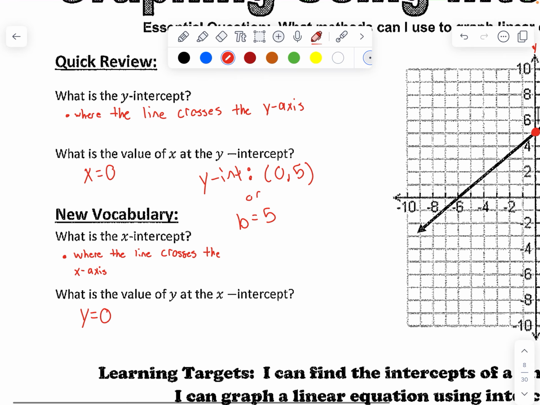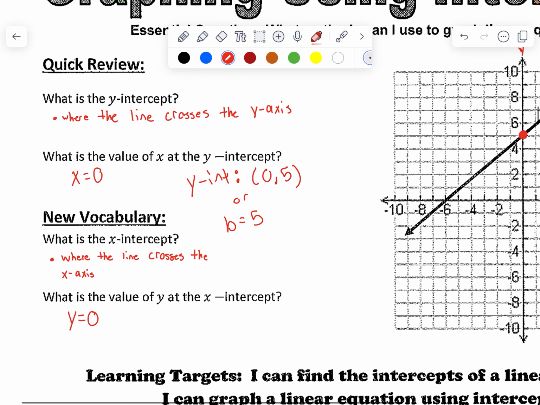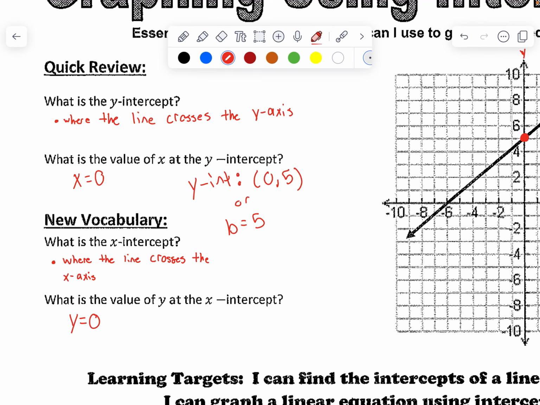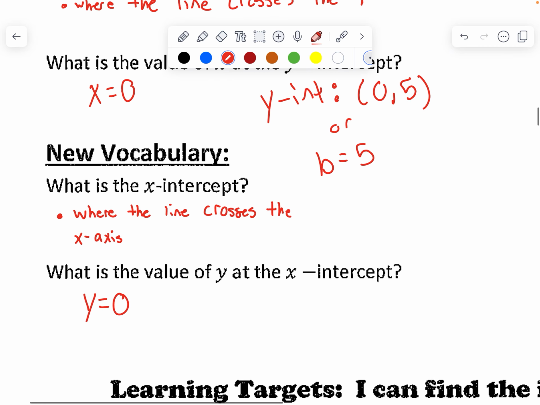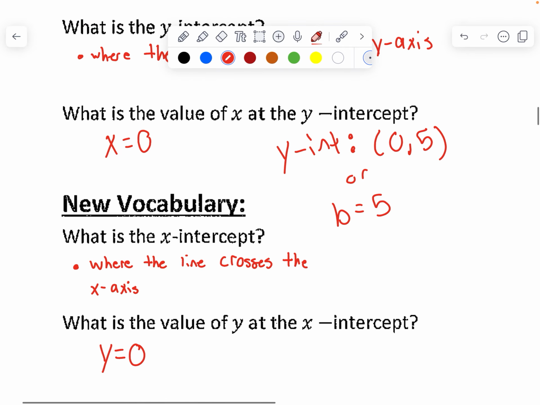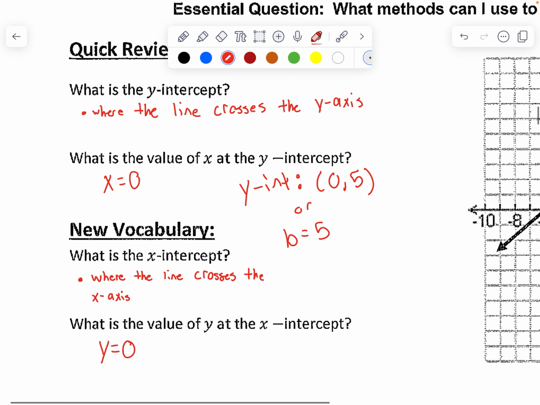A little bit of new vocabulary is the x-intercept. X-intercept is basically the same thing as the y-intercept, except it's where the line crosses the x-axis. And the value of y at the x-intercept is 0. So these are basically the same things, just flipped where their spots are at.